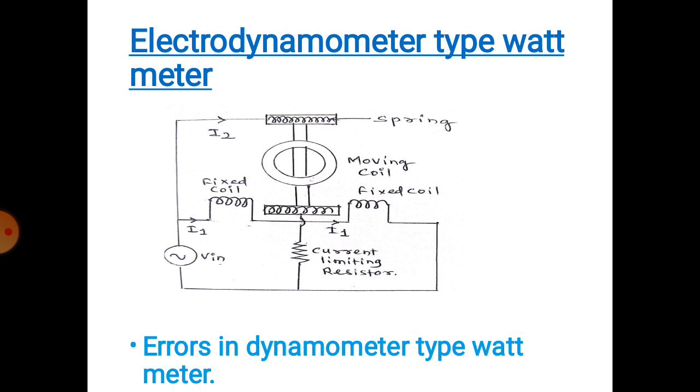So errors in dynamometer type meters. First one, errors due to pressure coil inductance. Second, errors due to pressure coil capacitance. Third one, errors due to mutual inductance effect. Fourth one, errors because of connections. Fifth one, eddy current errors. Sixth one, stray magnetic field errors. Seventh, error due to vibration of moving system. And eighth one is temperature error.